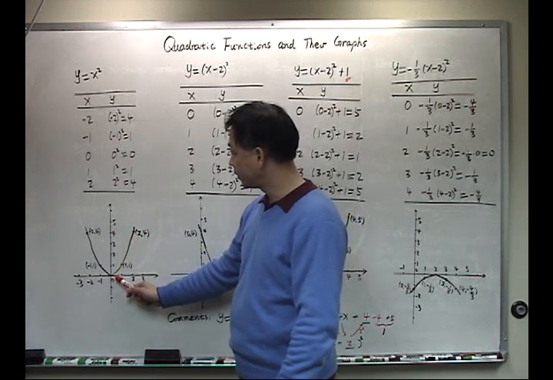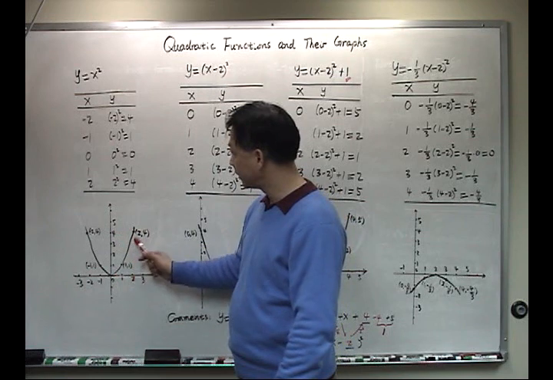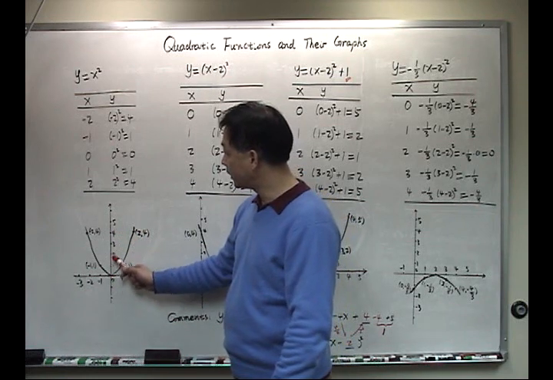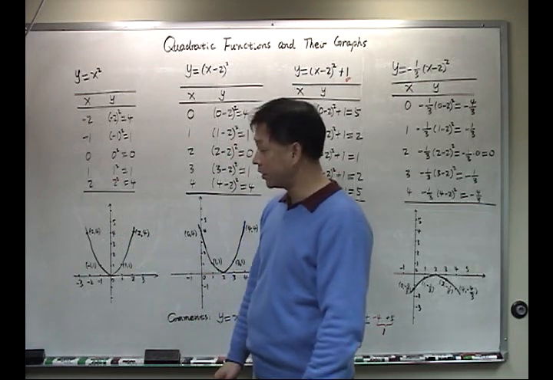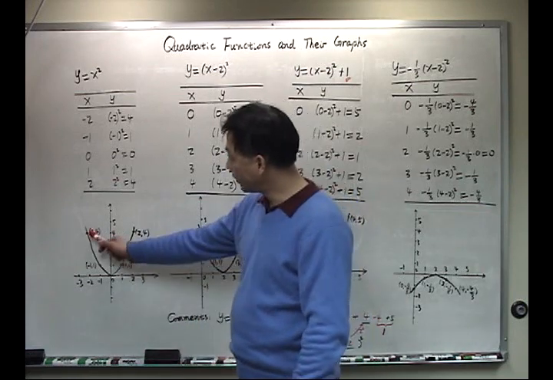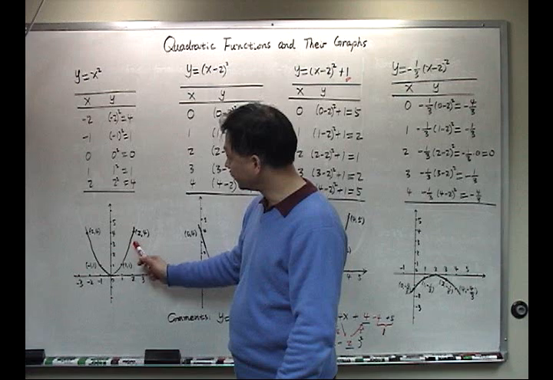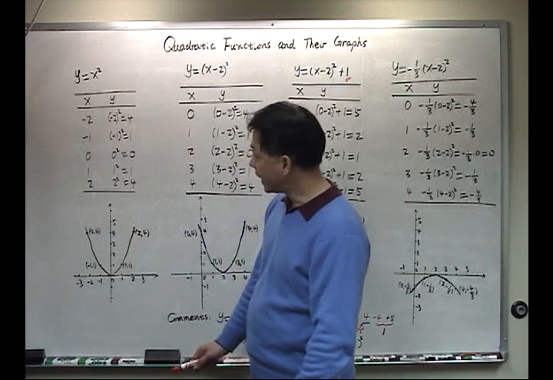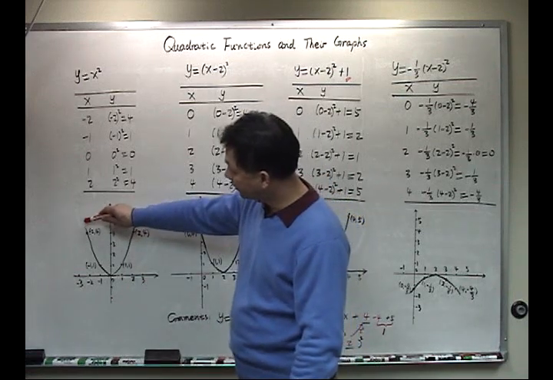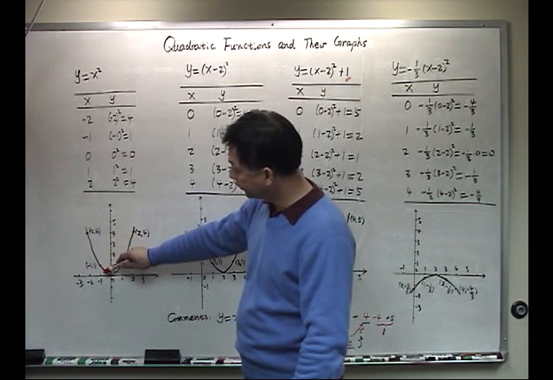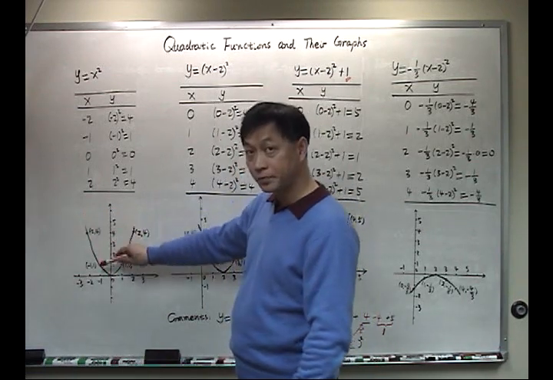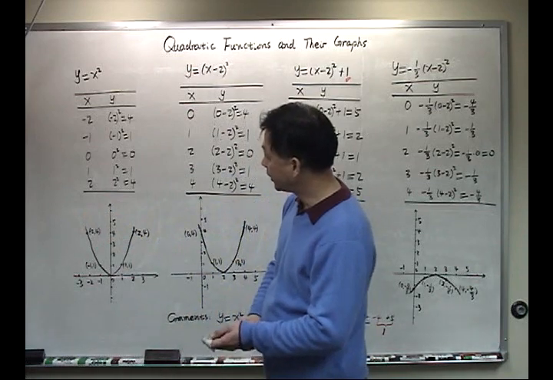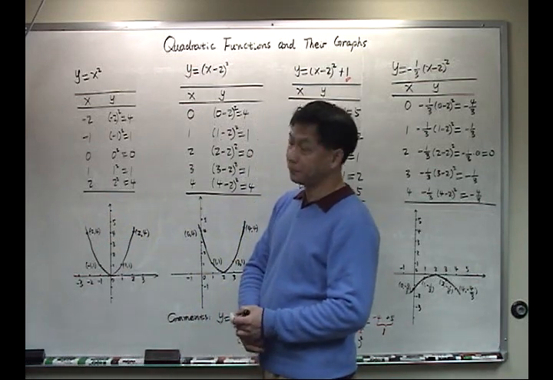So x, 1, 2, and y, 1, 2, 3, 4. So 2, 4, the fifth point. So we have 1, 2, 3, 4, 5 points. Connect those 5 points by a smooth curve. So then we will have the picture. Okay? This one is called a parabola.